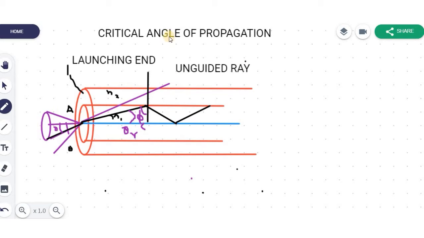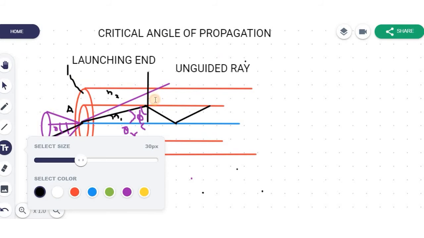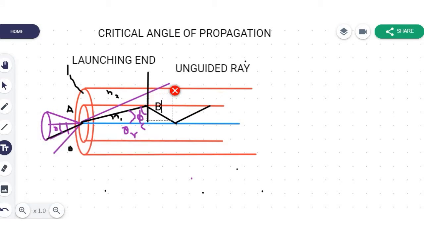So I'm going to name this point as B, and here it is A. This point is B, and this point I'm going to name as C. This angle is phi C. This angle is theta R. Okay, so it is clear.